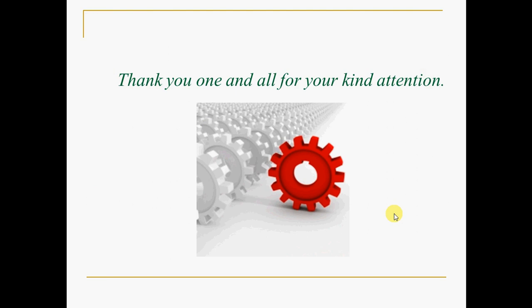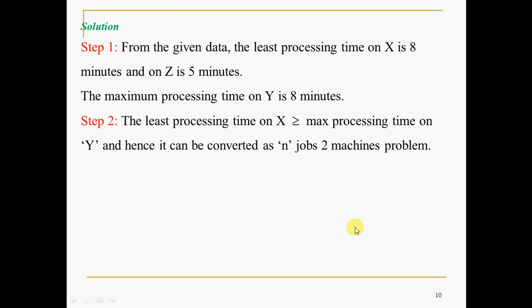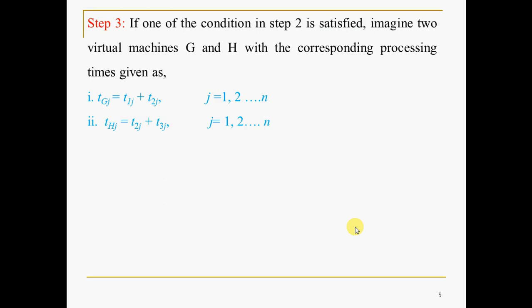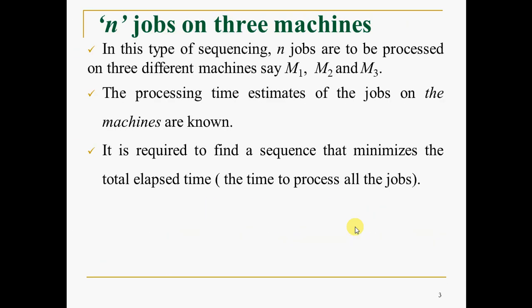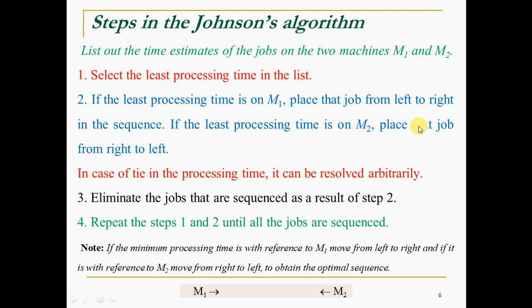That's all about this session. Coming to the objectives, I am sure we have discussed the outcomes or objectives that were listed in the beginning. Very first thing is to discuss what is this n jobs 3 machines problem. Now we are in a position to sequence the n jobs on 3 machines. I mean you have to convert that n jobs 3 machines to n jobs 2 machines, then you can apply Johnson's algorithm for sequencing. So just now we have calculated the total elapsed time and idle time of the machines.